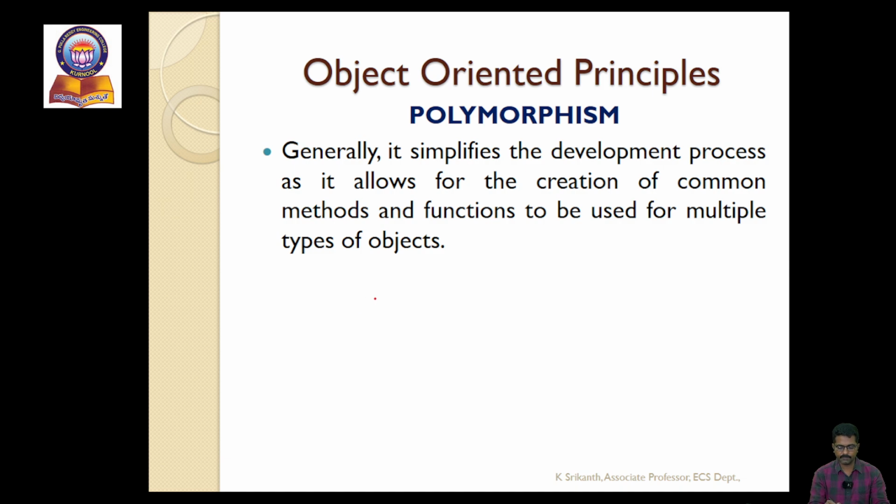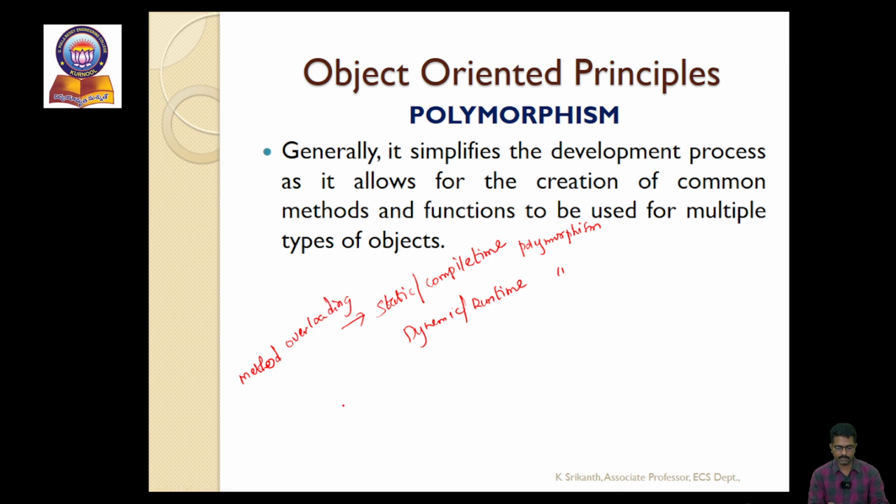So the main intention of polymorphism, it is again of two types: static polymorphism, or we can say compile time polymorphism, and we have dynamic or runtime polymorphism. So this static polymorphism we can achieve by using method overloading. These topics we will discuss in detail in the coming videos with Java examples, right?